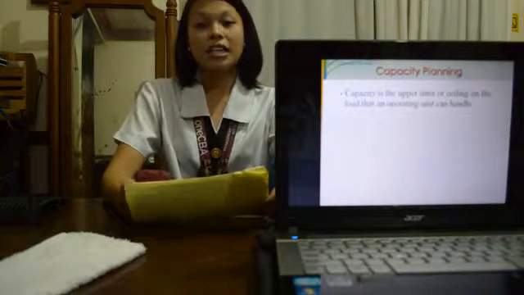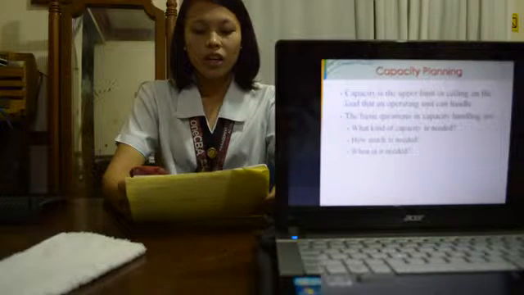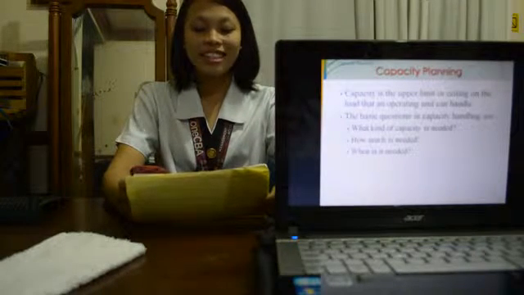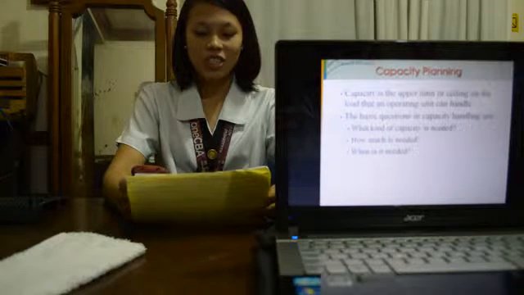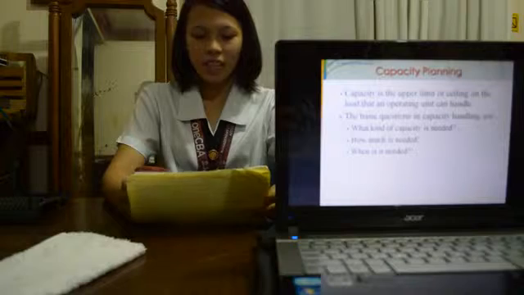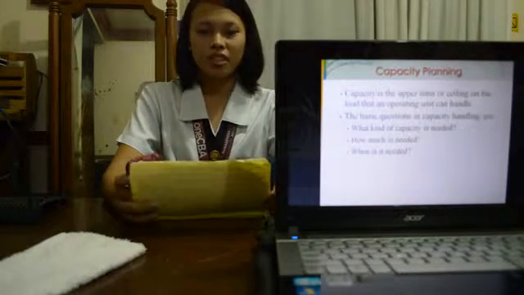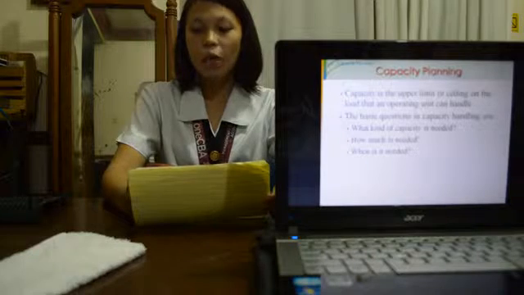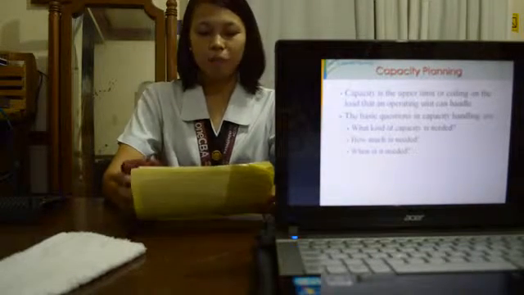So what about capacity planning? It is the process of determining the production capacity needed by an organization to meet the changing demands for its products. When considering capacity planning, there are three key inputs to be considered. The first one is what kind of capacity is needed, how much is needed, and when it is needed.